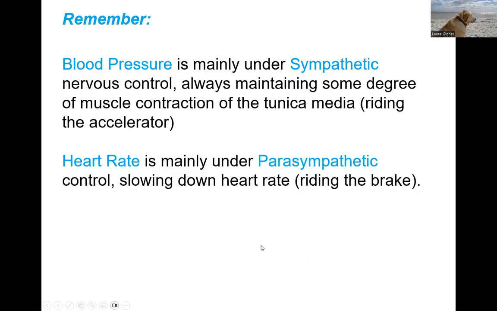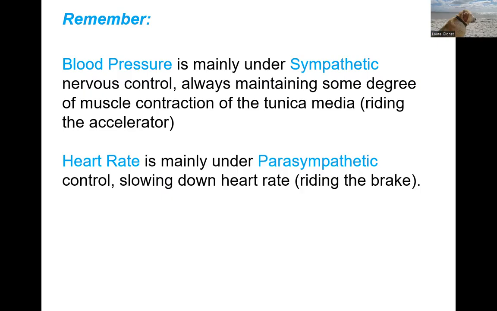Remember, blood pressure is mainly under the control of the sympathetic nervous system. This is important. I'll make a whole separate slide for this. Always maintaining some degree of muscle contraction of the tunica media, thus riding the accelerator of a car, so to speak, all the time. You never want your arterioles or your blood vessels to totally relax, because as blood is being pushed through there with the hydrostatic pressure, it will balloon out and you'd have an aneurysm and you'd just bleed out. So there's always a certain amount of accelerator, your foot on the pedal to keep your car moving all the time. You don't want it to come to a complete stop, and you don't want to go so fast that you get a speeding ticket, right?